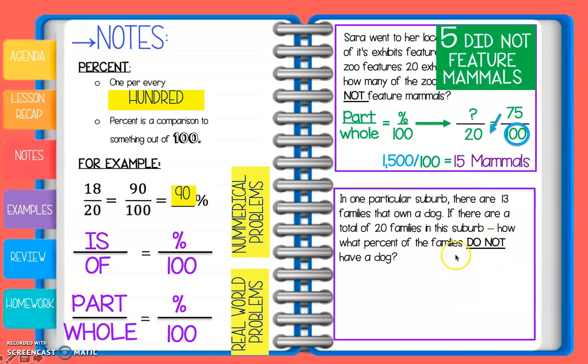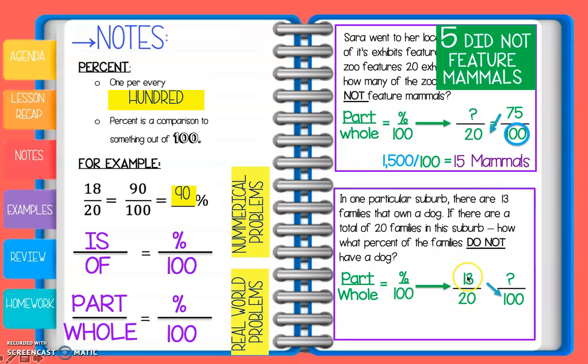All right, so let's set up. This is a real world problem, so we're going to use part over whole is equal to percent over 100. We're going to fill in what we know. We don't know what percent of the families own dogs. We know it's 13 out of 20, but we don't know the percent. 13 is our part that own dogs. 100 goes down here because this spot right here always represents 100. And then we have 20 total families on the street.